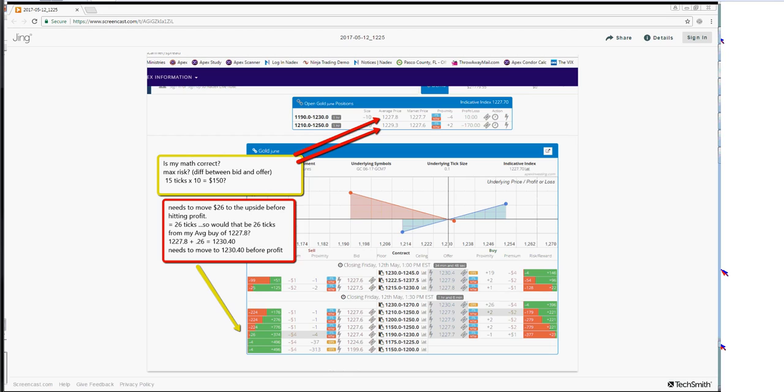Let's see here. And then it needs to move 26. That's your risk dollars to the upside. Okay, let's make sure we work on this. To the upside above the ceiling, right? Because this one is losing. Think about it this way: this one's losing money during these 26 ticks, and this one's making money during these 26 ticks. So yeah, 26 ticks, you've got to move that to the upside before you're going to profit.